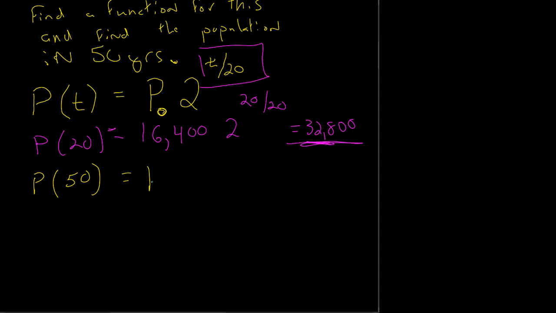So I will put in my 16,400 initial. And I will multiply that by 2 to the 50 divided by 20. Well, I'm definitely going to need my calculator on this here. So 16,400 times 2 to the power of 50 divided by 20. And I get 92,772.4. I have a tendency when dealing with population things to always round up.